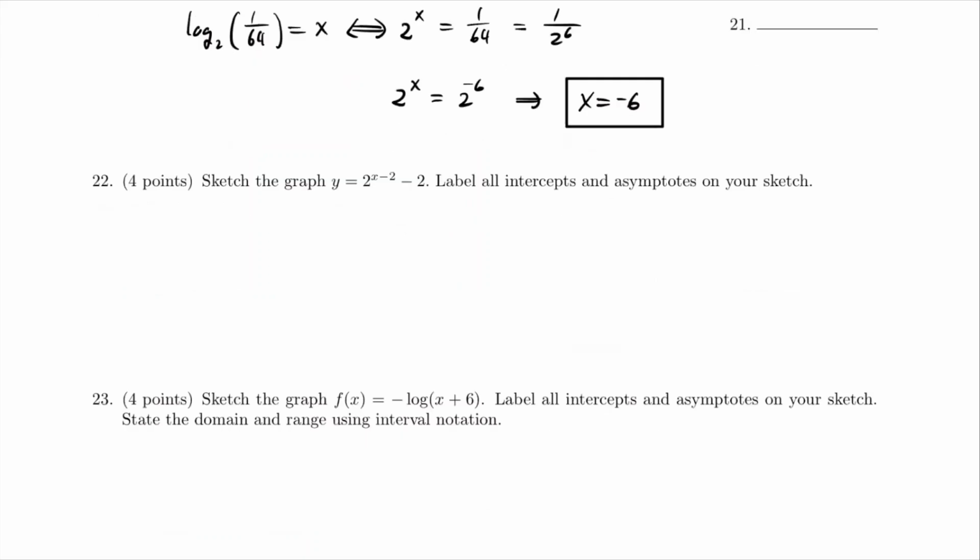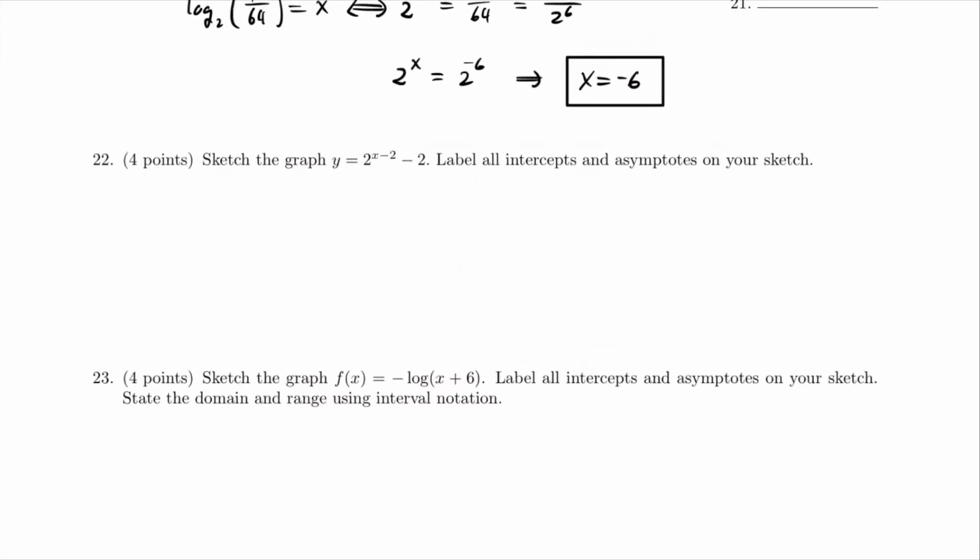All right, number 22, we're going to sketch this exponential function. So again, the base is 2, which is greater than 1. So we're using this right here. So let me scale it this way. So 2 to the x looks like this. So that's 2 to the x.